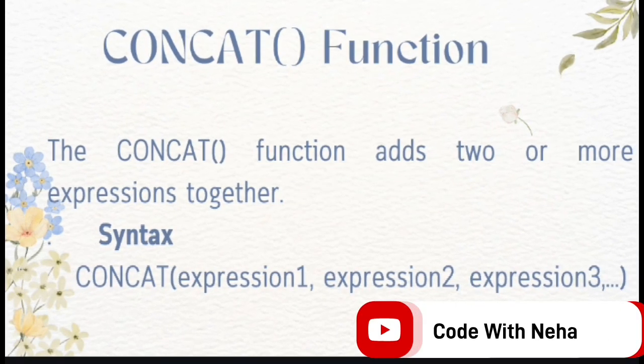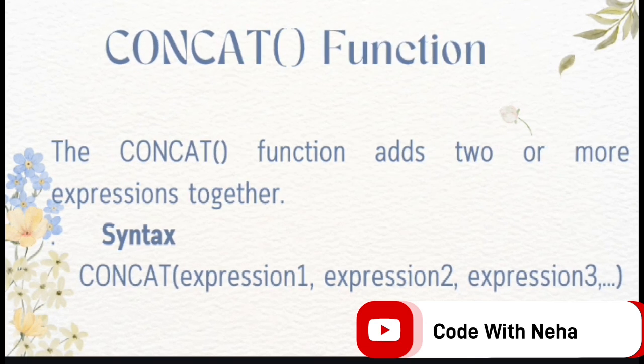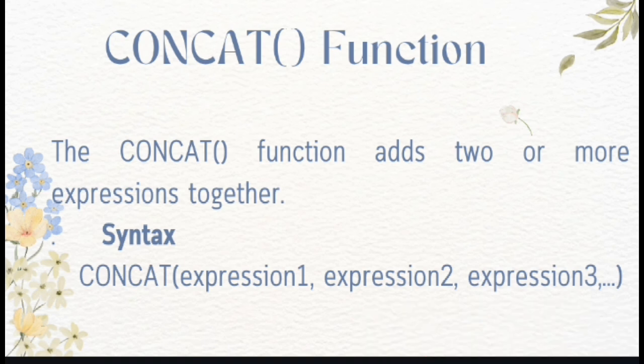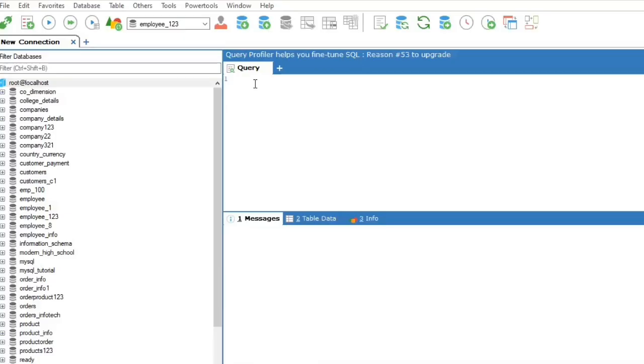CONCAT function. The CONCAT function adds two or more expressions together. Syntax: CONCAT within brackets expression 1, expression 2, expression 3 and so on. So, let's see this practically. I am using the customers table under the company 321 database.